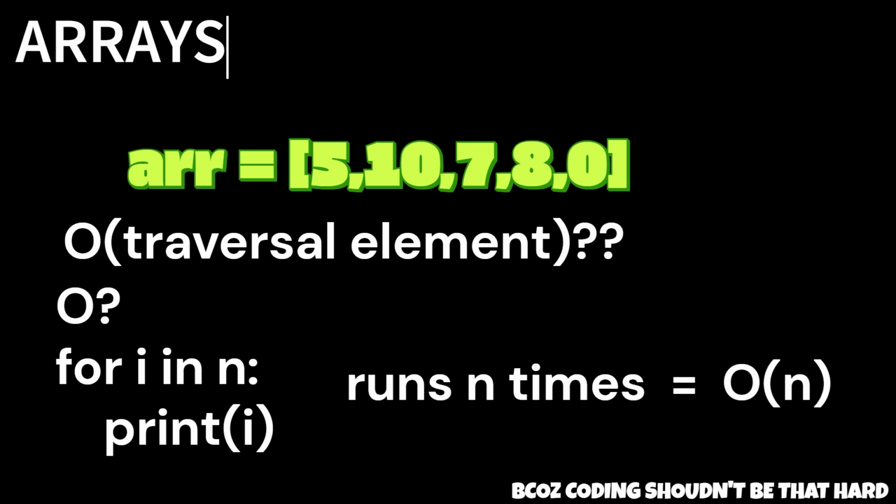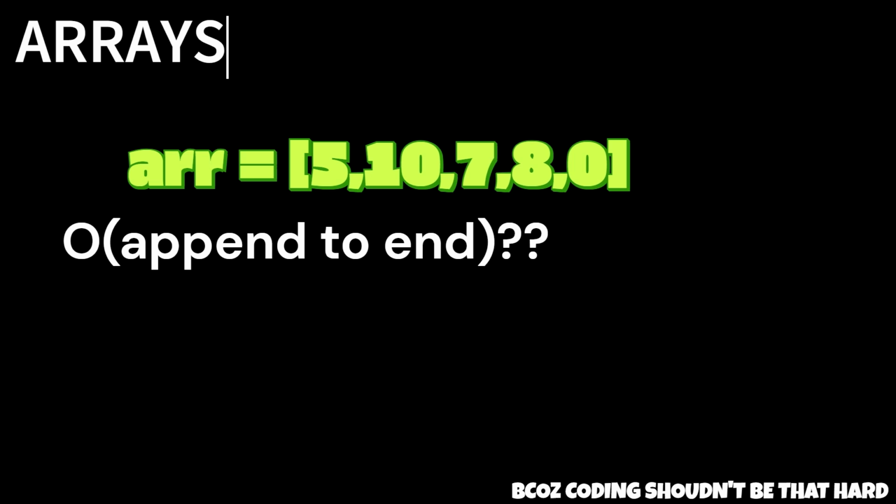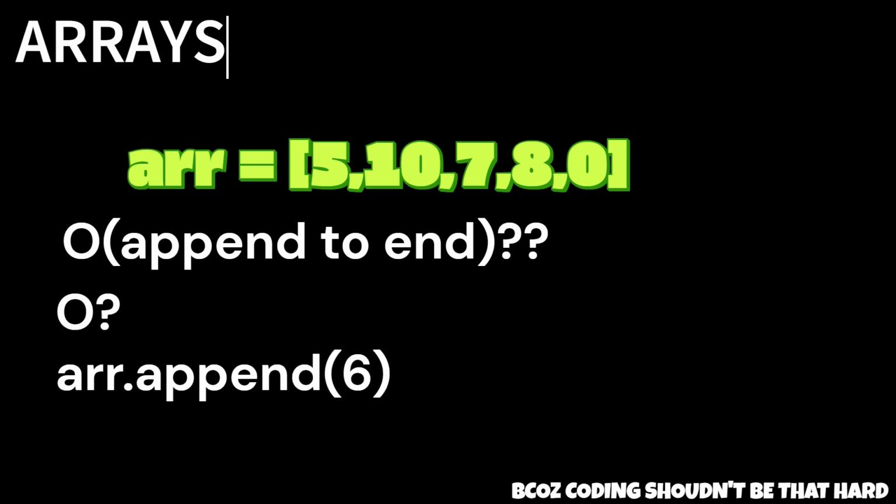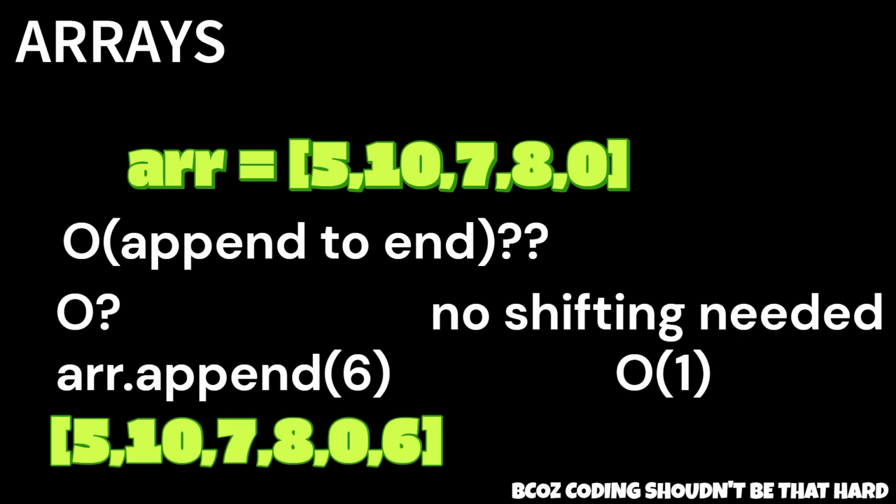Adding at the end of the array is usually very fast. Usually, the time complexity for appending an element to the end of the array is going to be big O of 1.